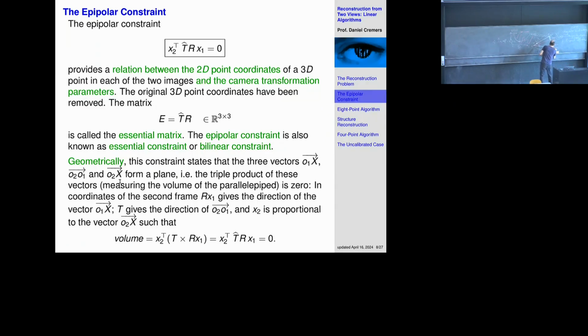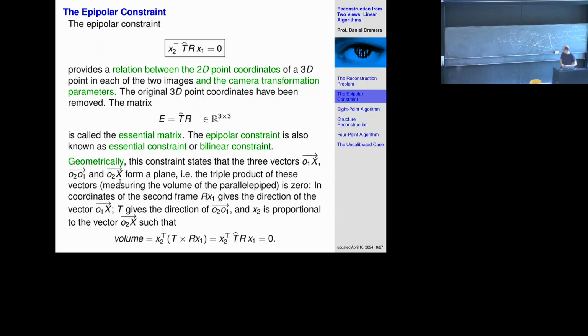This is x2 here, and so we go into the coordinates of the second camera, I apologize, then this is x2, and this here is r times x1 if we express everything in the coordinates of the second camera. We could also take the coordinates of the first camera, it doesn't really matter. But here we'll use the coordinates of the second camera.